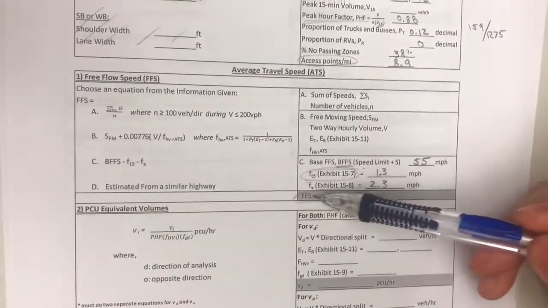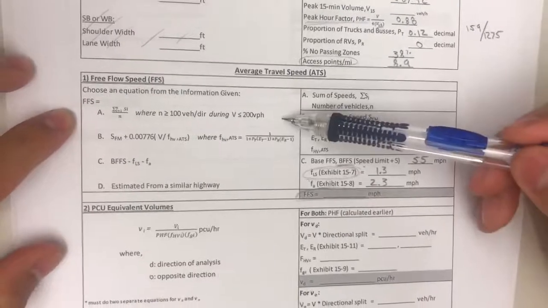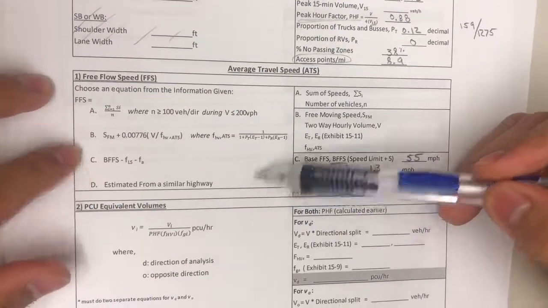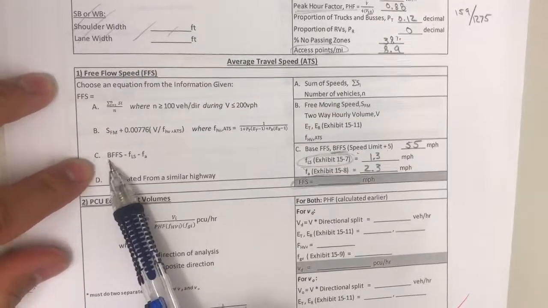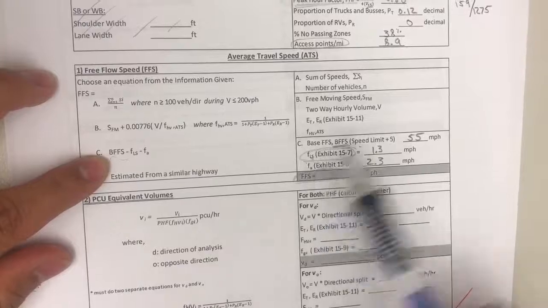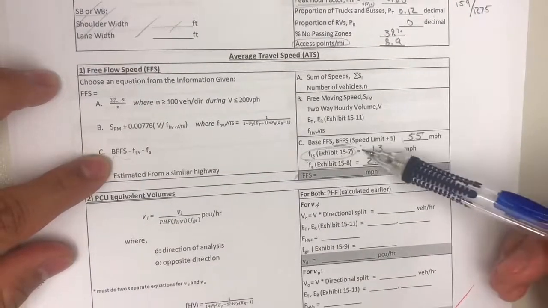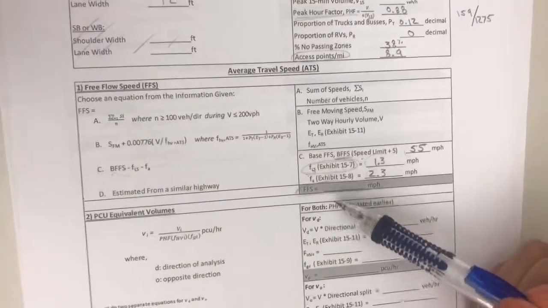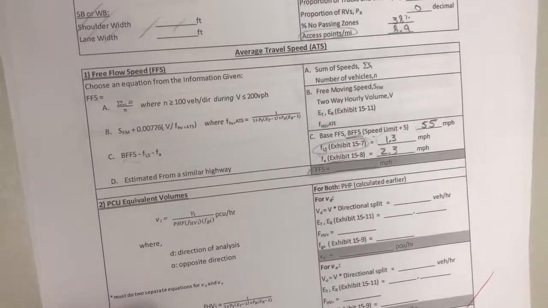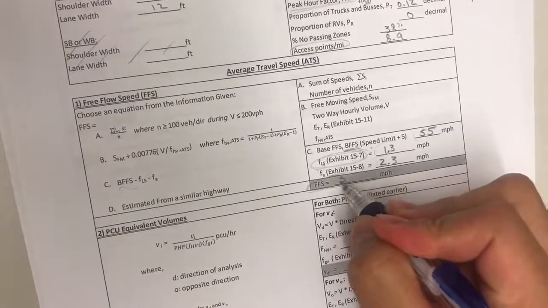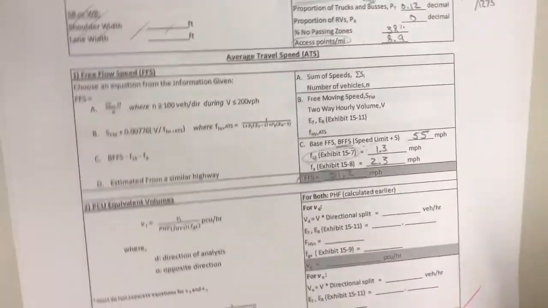So for the free flow speed, we can see that we have actually 4 equations for this. But if you look through these, we already have a base free flow speed, the FLS, and the FA. So just by plugging in these 3 values, we can get our free flow speed. If you plug that in, we end up getting about 51.2 miles per hour.